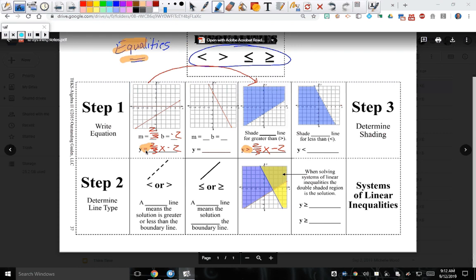Okay? Now, so we're going to say, shade which side of the line for greater than? What does that look like? We're going to shade, anyone? Above the line.